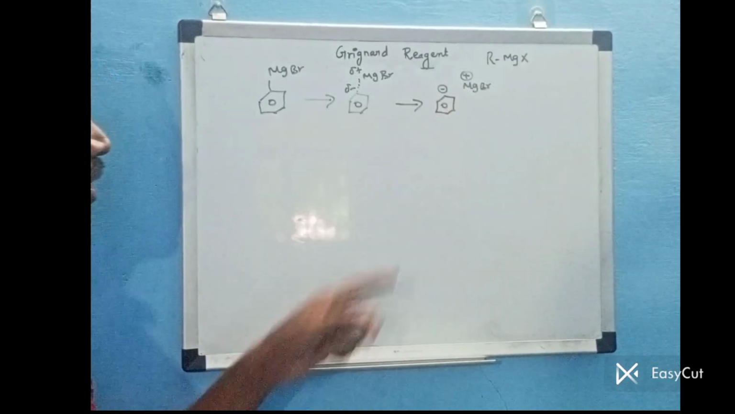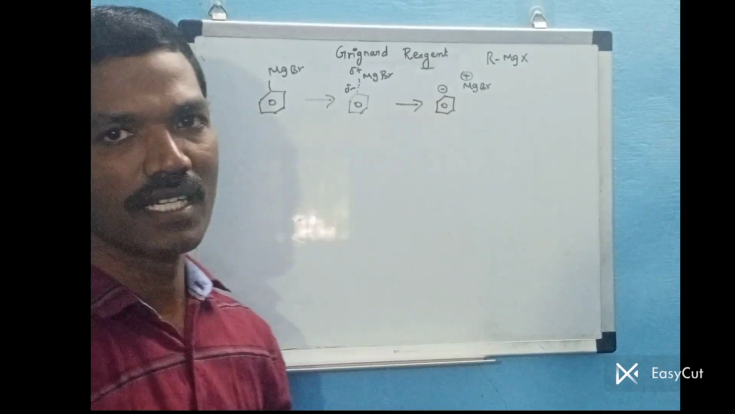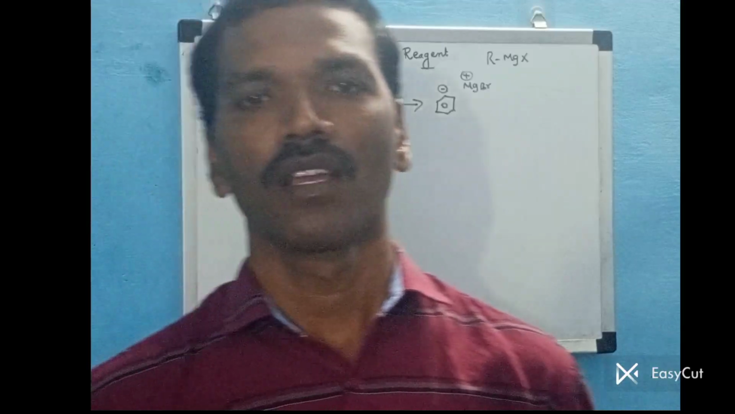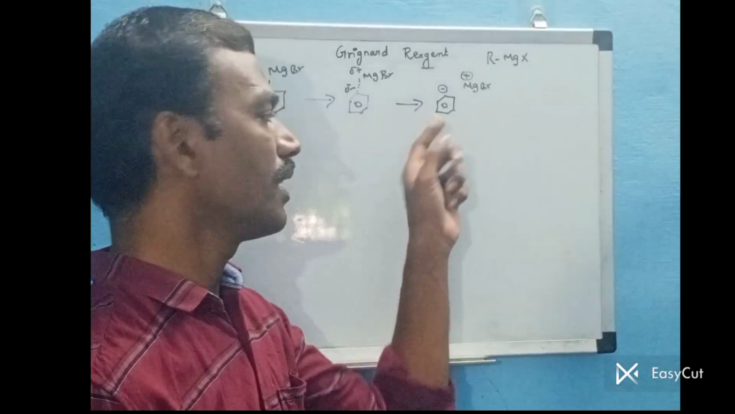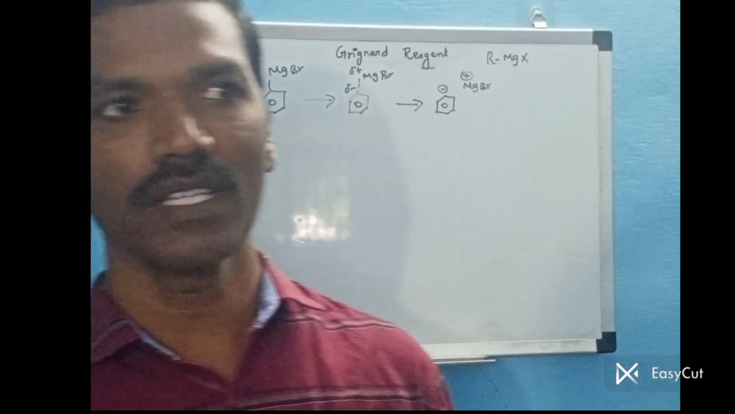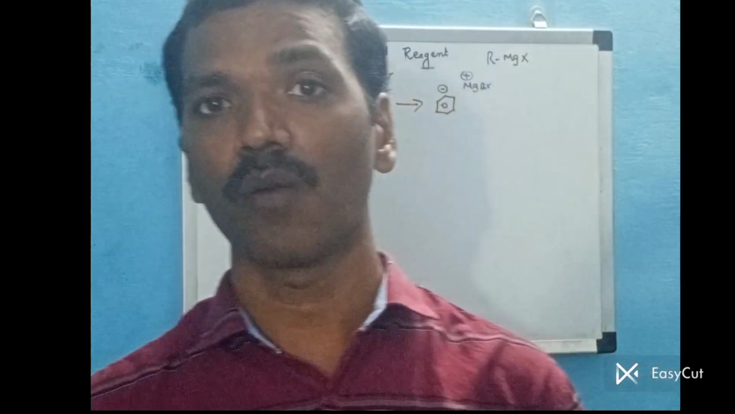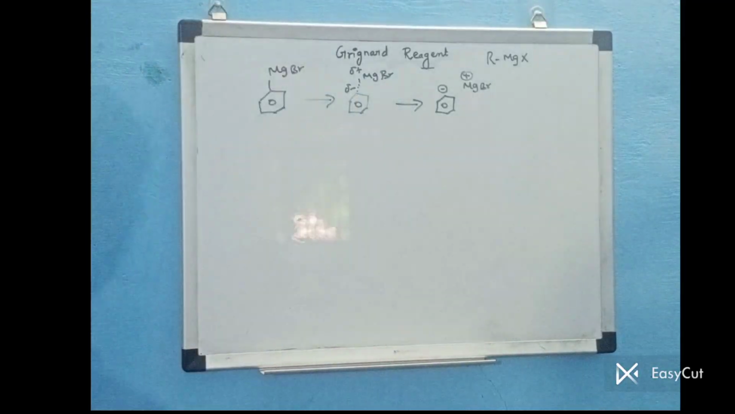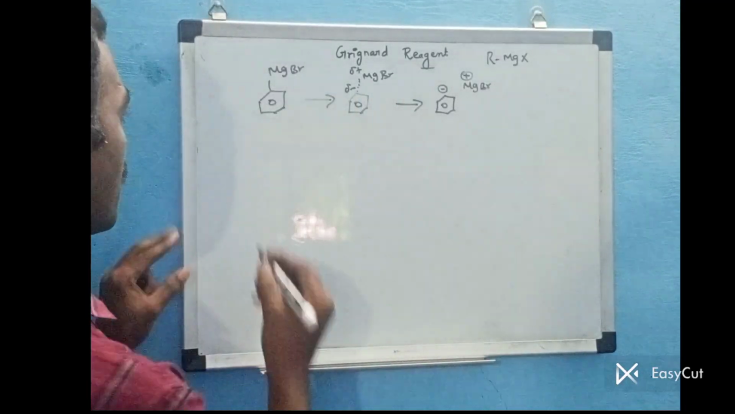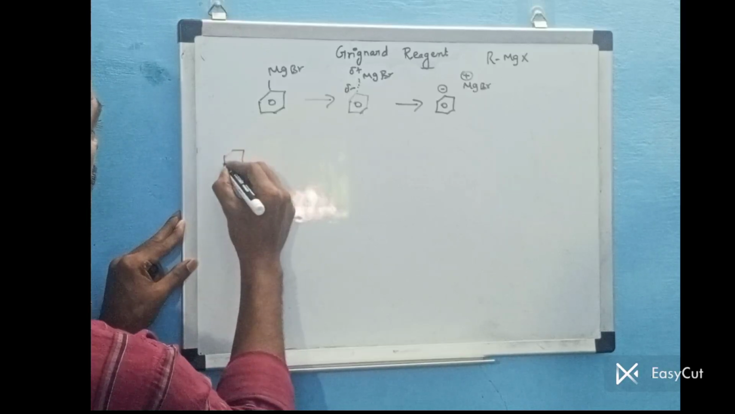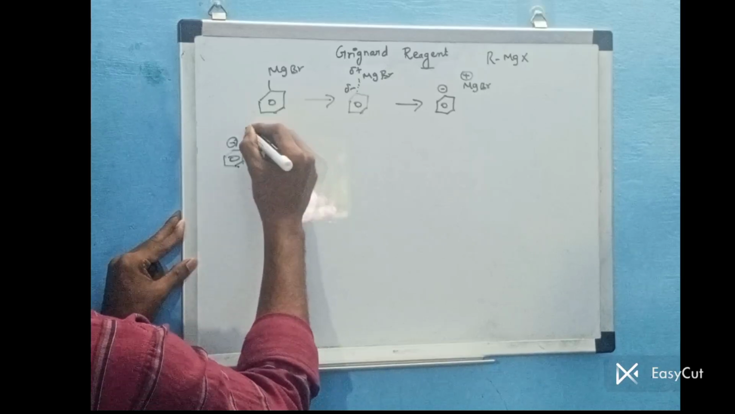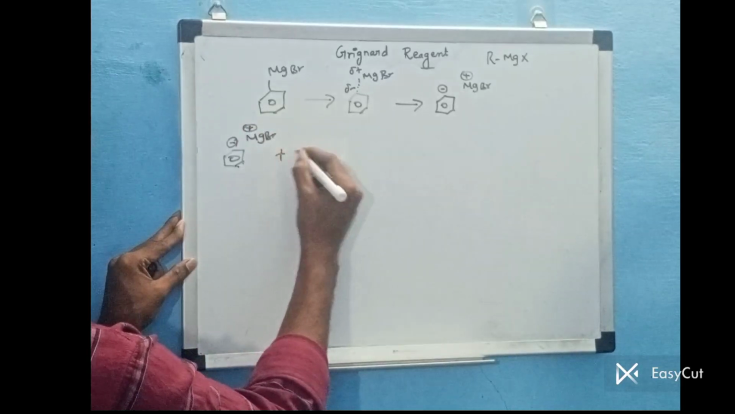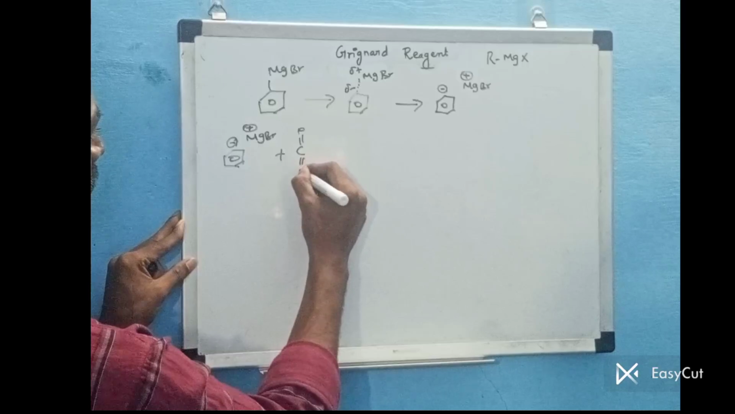So once the phenyl anion is formed, it readily reacts with different electrophiles like alkyl halides, carbonyl compounds, and carbon dioxide, etc. So how does the phenyl anion react with electrophiles and what are the possible products formed? Let's see one by one. First I am going to start with carbon dioxide. This is phenyl anion, right? It readily reacts with carbon dioxide.